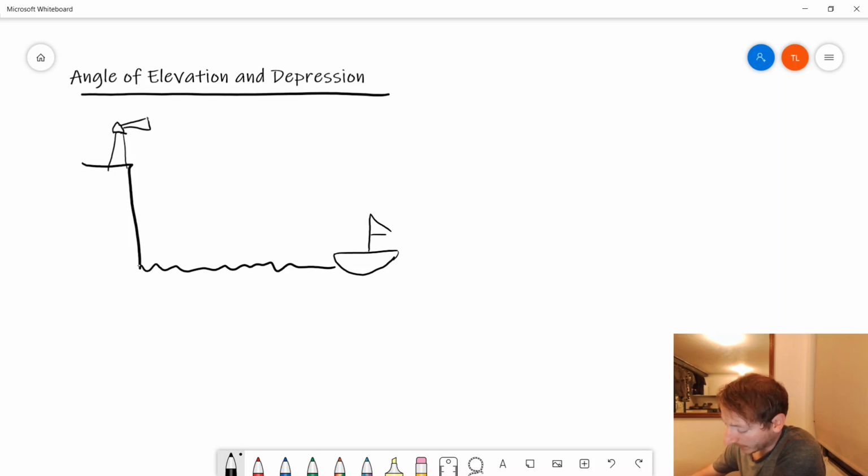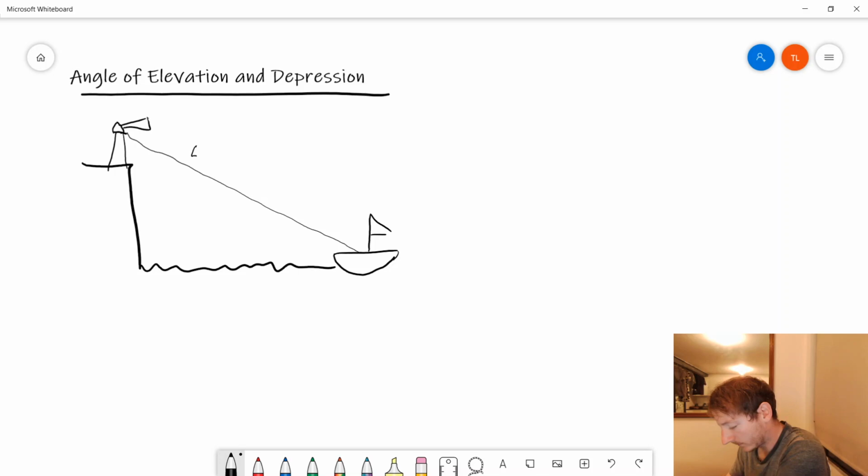Now, we can work out distances if, say, we know how tall the cliff is and the angle down to the boat. We can work out how far away the boat is using our right-angled trig, which is pretty handy in some situations. What we're going to be using is the angle of elevation, angle of depression. Now, they are always in between what we call the line of sight.